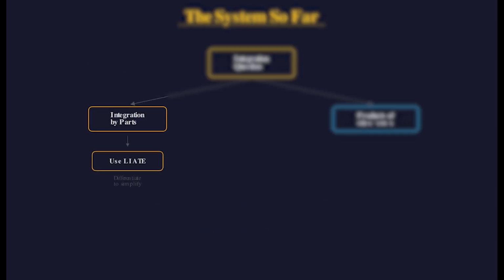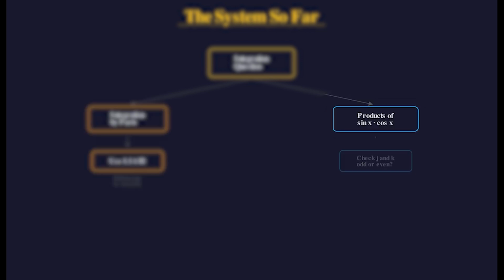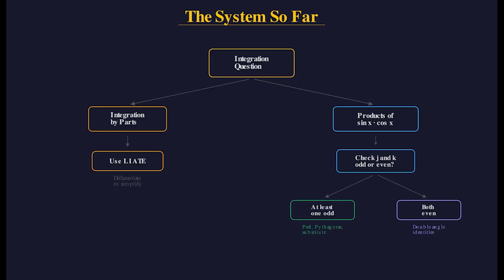Alright guys, so we've covered this lesson, and we've covered how to integrate products of sine x and cos x, as you can see from this decision tree over here, covering when one power is odd, when both powers are even, and when both powers are odd, and what exactly to do in that system.